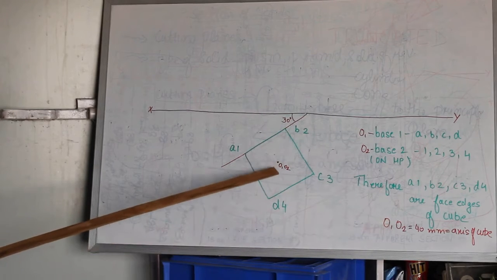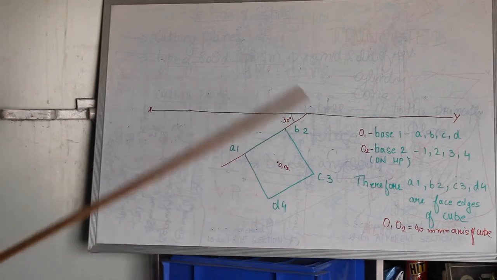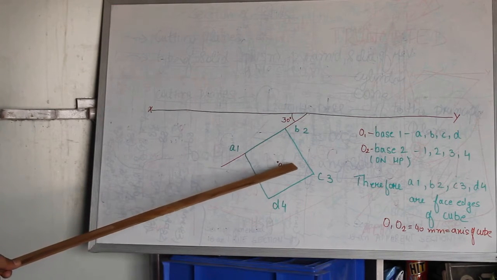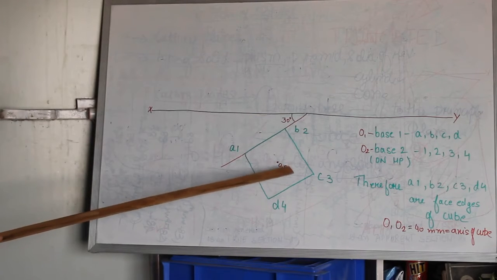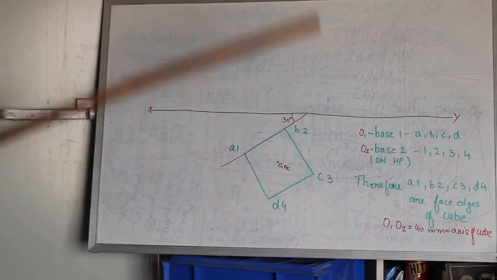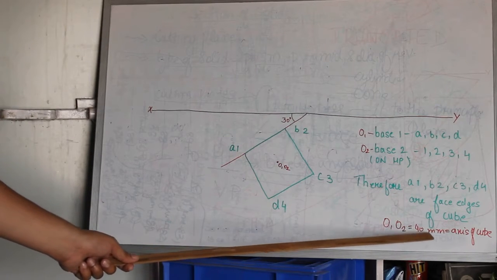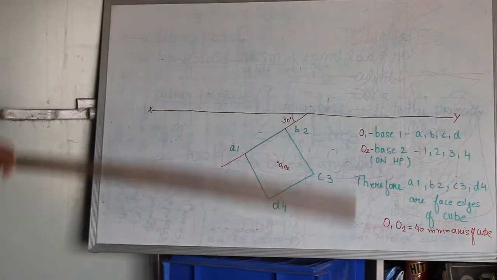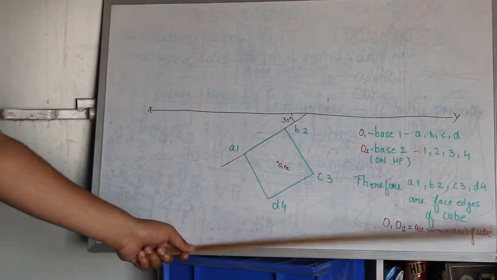And over here in the center, I have found the center by joining the diagonals inside a square, and therefore I have got an axis of the cube, and this axis of the cube is named O1 and O2. So the point O1 is in the center of base 1 and the point O2 is in the center of base 2. O1 O2 is equal to 40 mm. How come this is 40 mm? Because the height of the cube is also 40 mm, and this is thus called the axis of the cube.